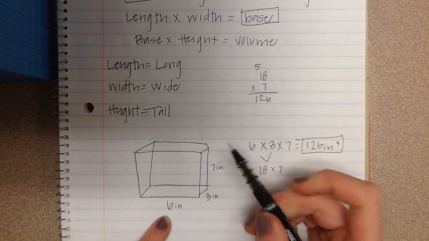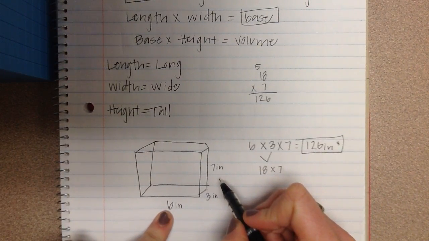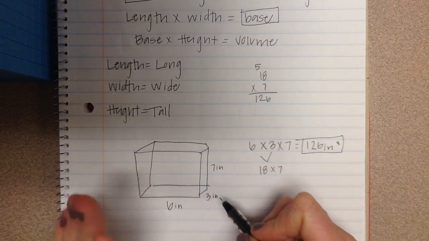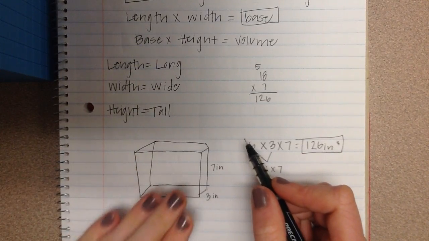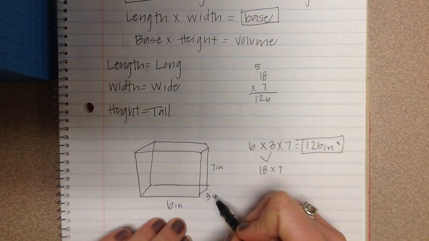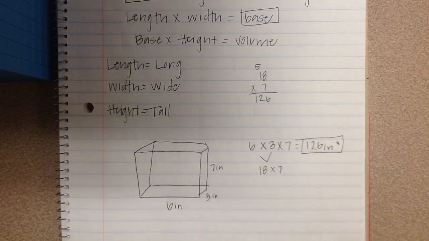Okay? Or if you wanted, you could say 6 times 7, and that will get you 42. You have 42 as your face, is what we would call, so it'd be like the front of it. But you have 3 layers, so then it would be 42 times 3, and you still get the same thing. Okay? So that's how you do volume.